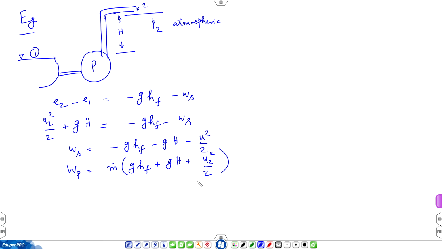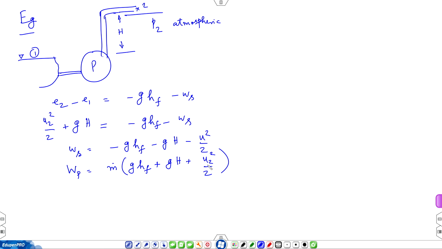You can also see that the pump will then have to pay for what? The losses, for delivering kinetic energy to the fluid, and for raising it through a distance capital H. Okay. So, you can think of it as internal dissipation, gravitational head and kinetic.